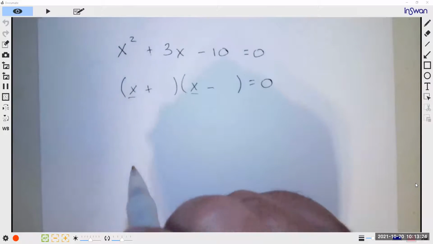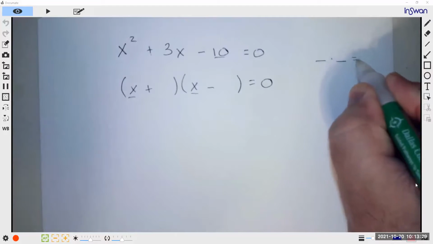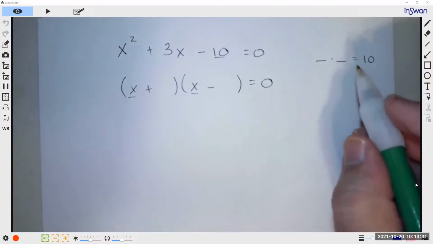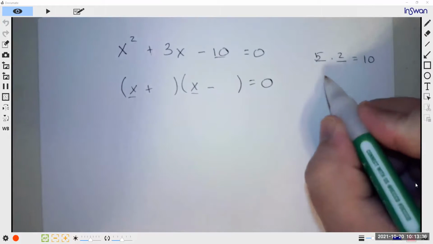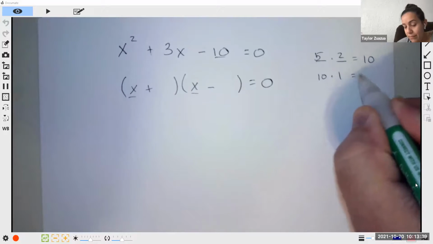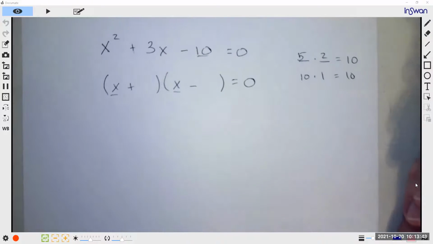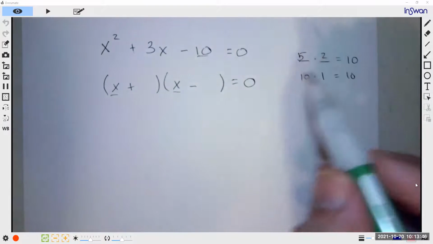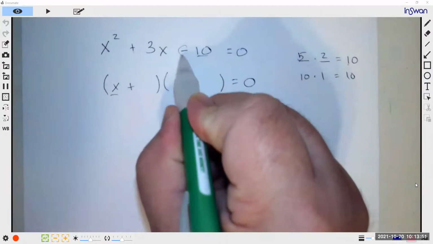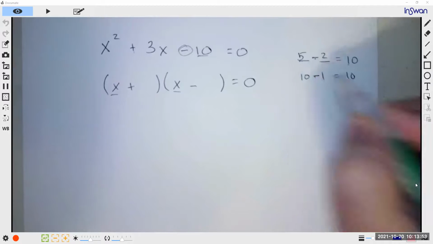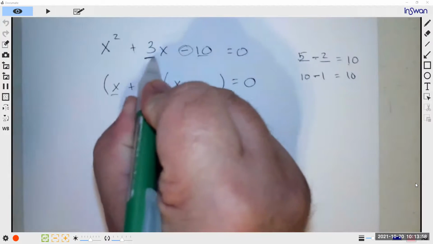Okay, now we have to figure out: give me two numbers that multiply to equal 10. So you've got 5 times 2, that's 10, and then 10 times 1. That's it. Now, once we have our possible factors that equal 10, we subtract them. Whichever pair equals 3 is our answer.